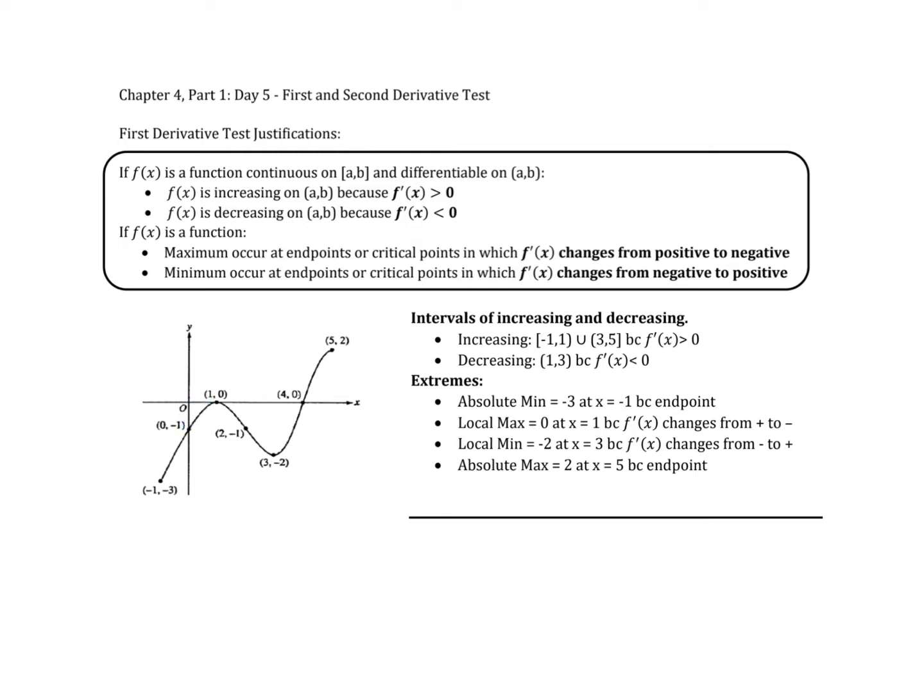Also here, we decrease from 1 to 3, and then we're increasing from 3 to 5. So at that value of 3, it's when we switch from decreasing to increasing. Well, if I switch from decreasing to increasing, that means I hit a minimum.